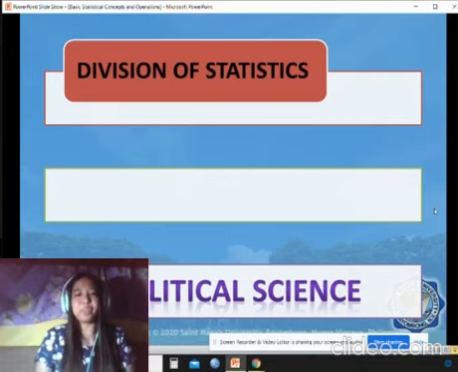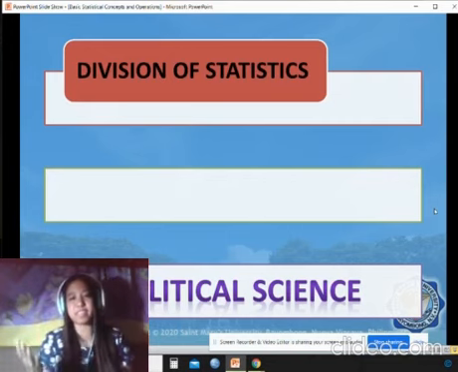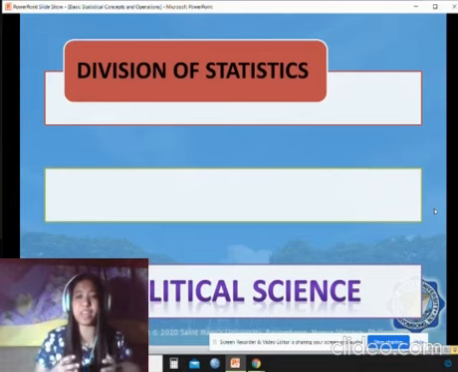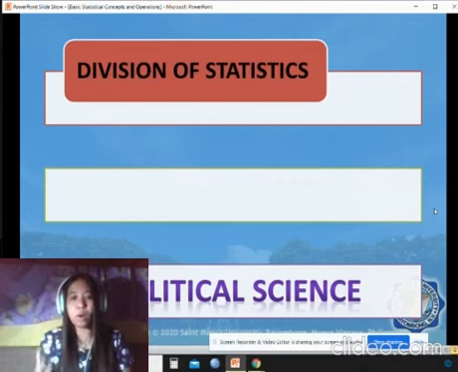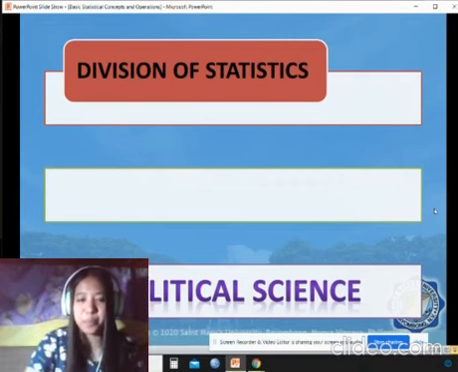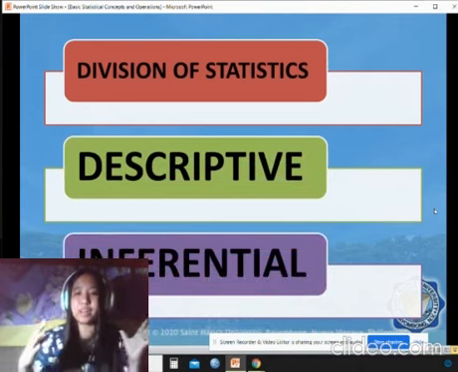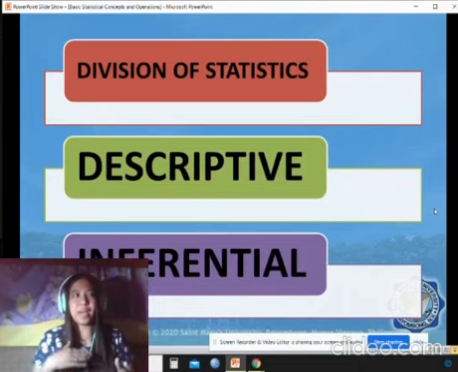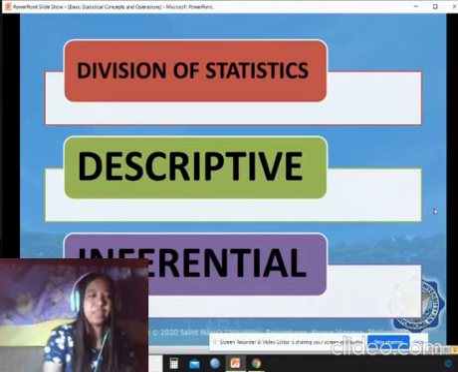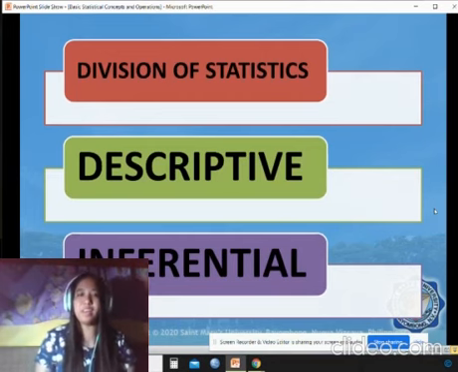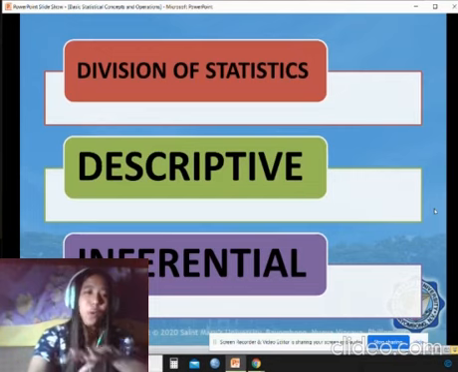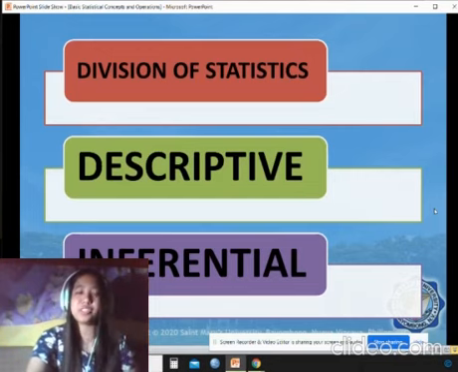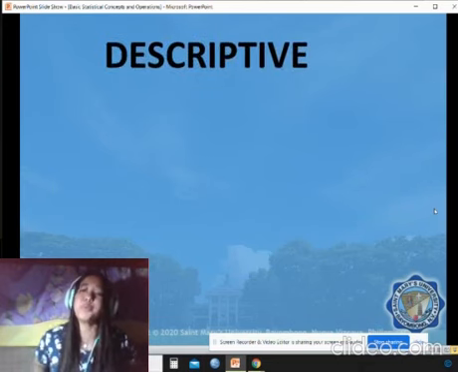Actually, the reason why we have descriptive statistics is because of the effort to define what is political science. While for game of chances, because of the game of chances, we have the field in mathematics called probability. And probability is the foundation of inferential statistics. So how do these two divisions differ from each other? Let's start with the first one.